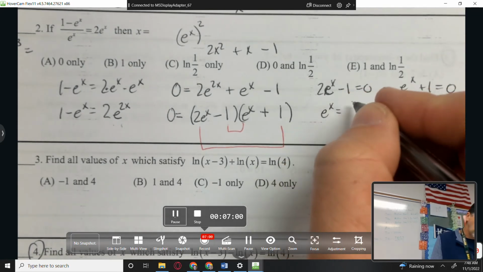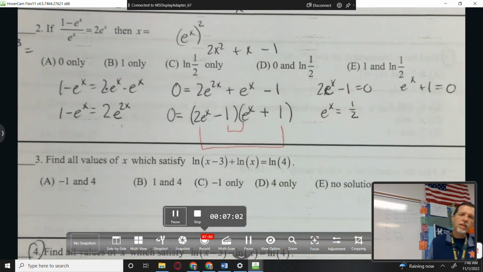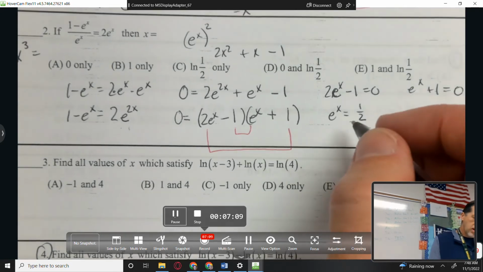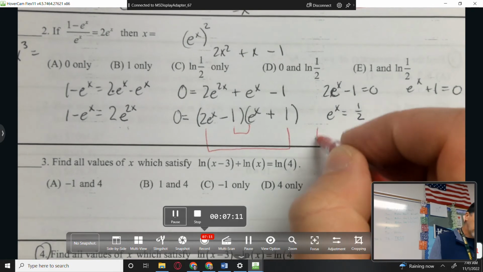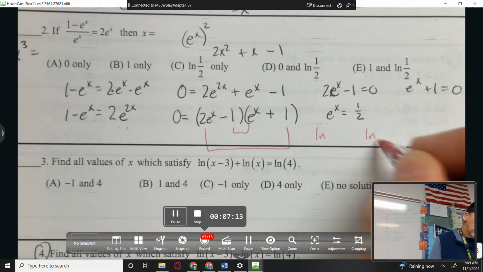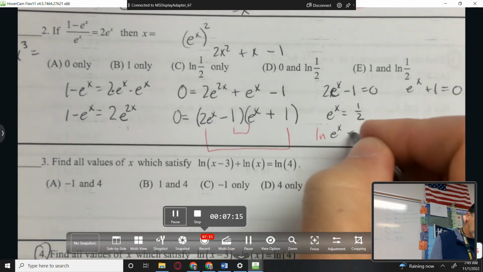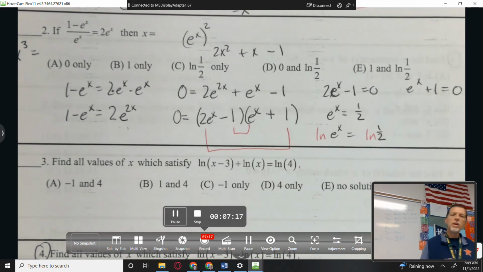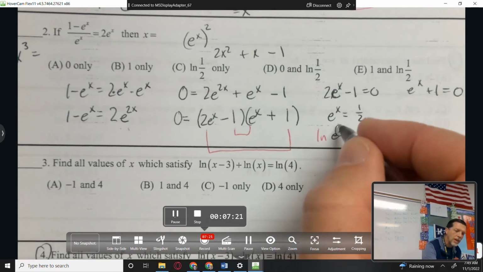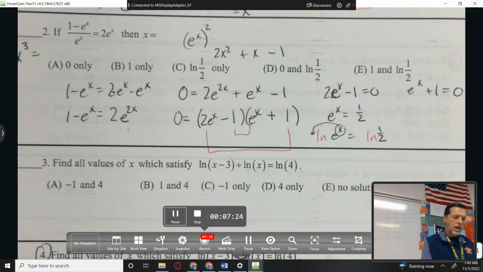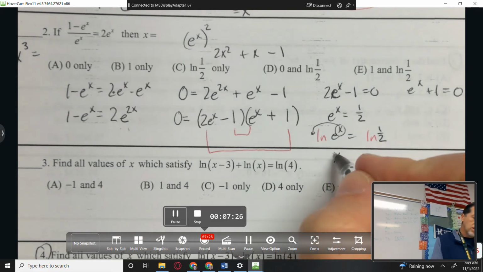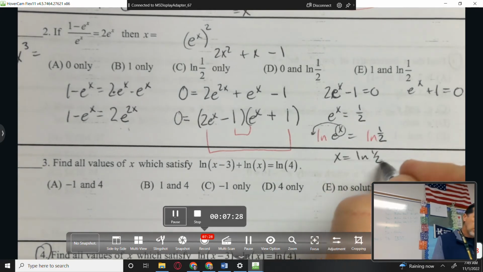So e to the x equals 1/2. Then we would natural log both sides, because natural logging both sides allows us to bring the x down front. And the natural log of e is 1. So there's one of our answers.